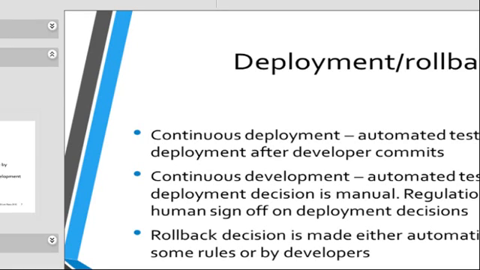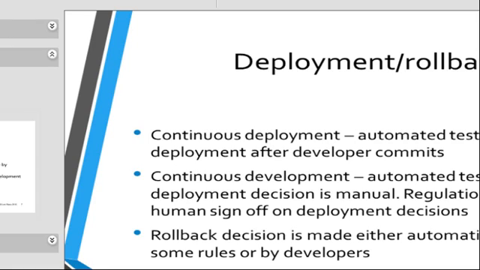In this case, you have automated testing, but the actual deployment decision is manual. And so there's someone who may have to sign off on deployment decisions. And so what that means is that it's automatic to get it ready to deploy, but the actual deployment and pushing the button is manual. And that's called continuous development as opposed to continuous deployment.